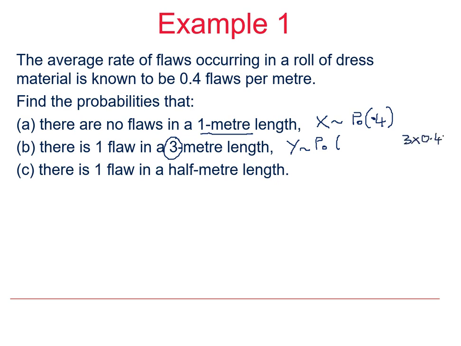So lambda will now be 3 times 0.4. So y follows a Poisson distribution with lambda equal to 1.2. And finally, in part C, this time we're looking at half a metre, and so we could define a third random variable w, and again it'll follow a Poisson distribution, but this time the value for lambda will be half of what it was originally, and so our value for lambda is going to be 0.2.